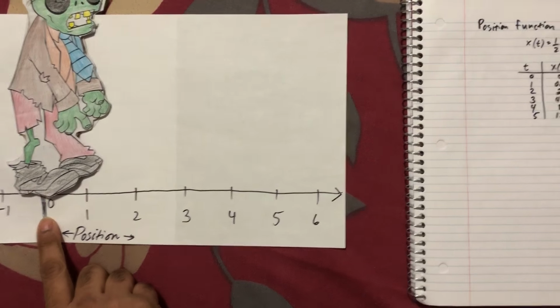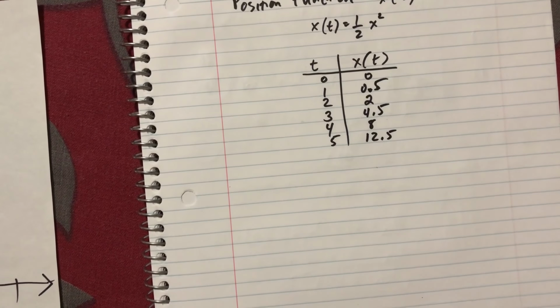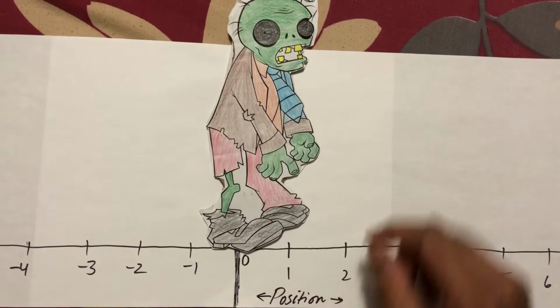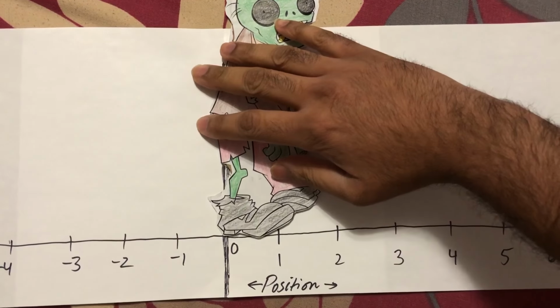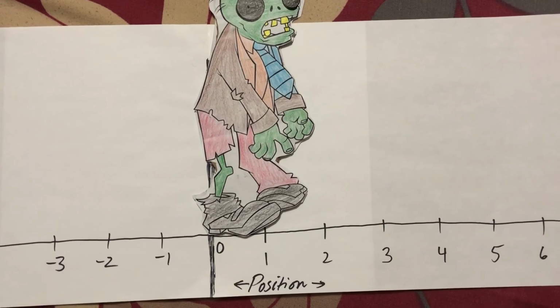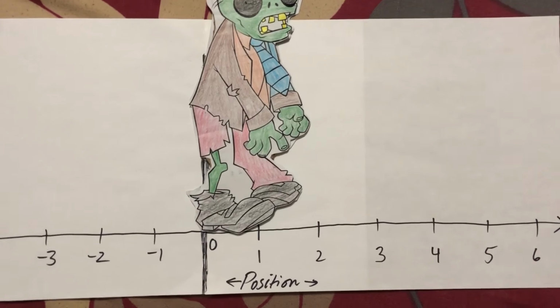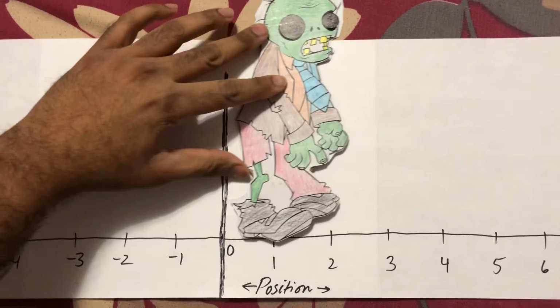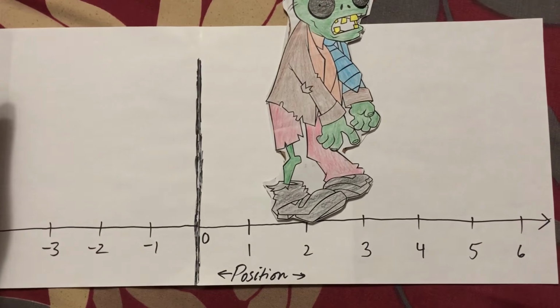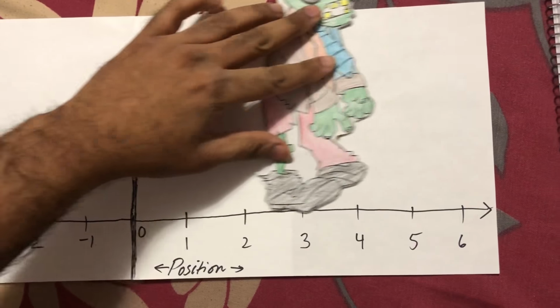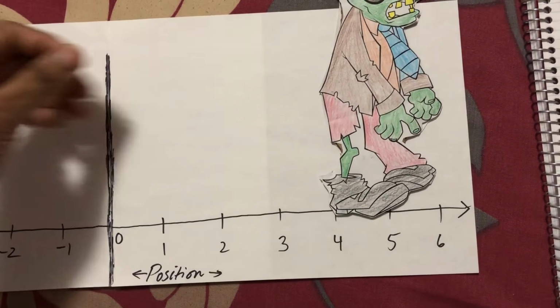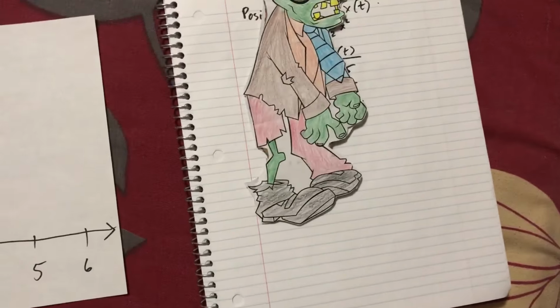Now, just looking at this, the object was at the 0 mark in the beginning, right here at the origin, then the 0.5 mark. So in 1 second, it moved over to 0.5. Then in the next second, it moved to the 2 mark. Then the 4.5 mark. Then the 8 mark. And then moving on more and more.